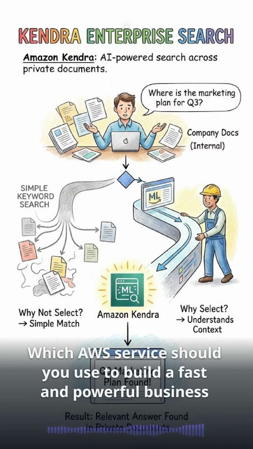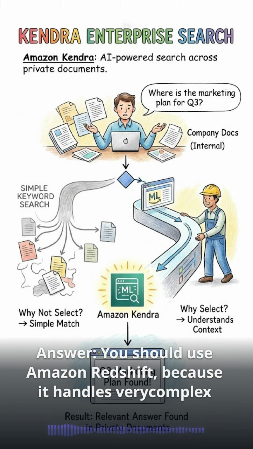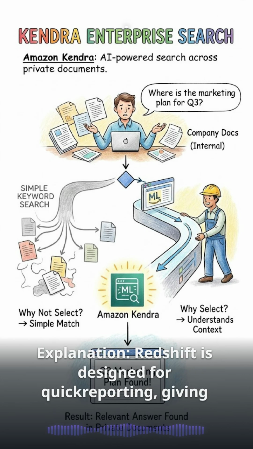3. Which AWS service should you use to build a fast and powerful business data warehouse? You should use Amazon Redshift, because it handles very complex queries on huge data tables. Redshift is designed for quick reporting, giving your company fast answers from massive amounts of clean data.